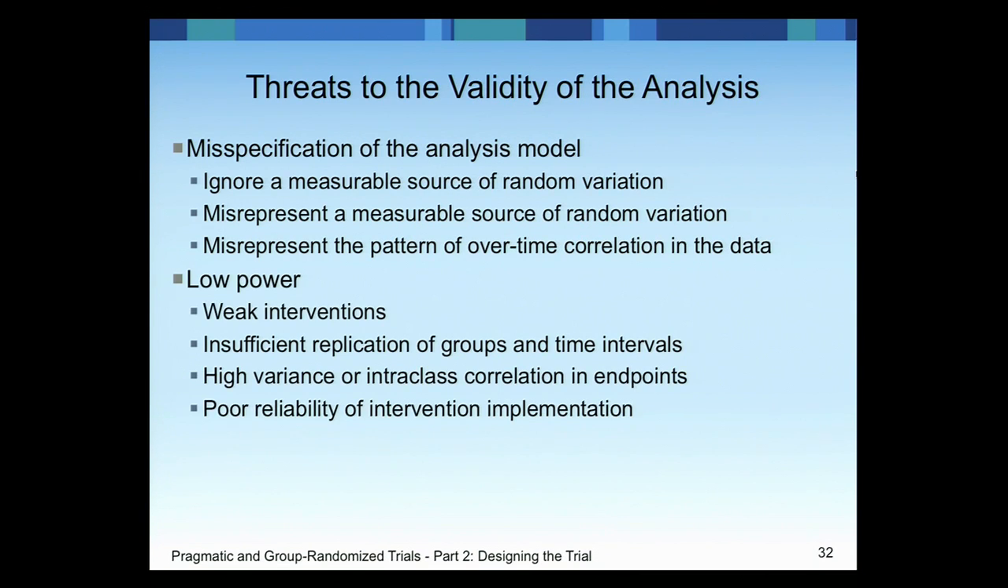The other major threat to the validity of the analysis is low power. This can come from having weak interventions that just aren't very effective. It can come from not having enough groups or enough time intervals in the design. It can come from having a large interclass correlation for the dependent variable, or a very noisy dependent variable, which gives me a high variance. These are also things that we want to avoid. And finally, we can have poor power if the intervention is not delivered reliably across the groups that are randomized to the intervention condition.